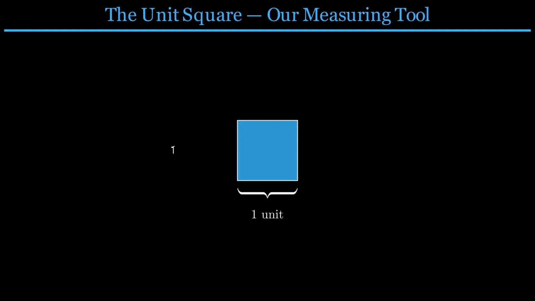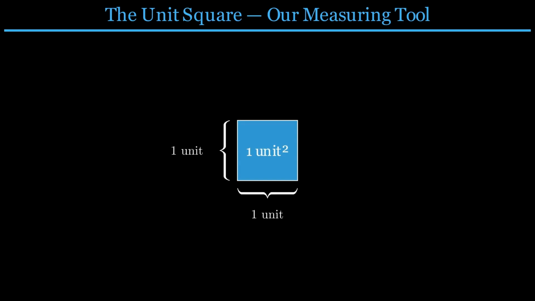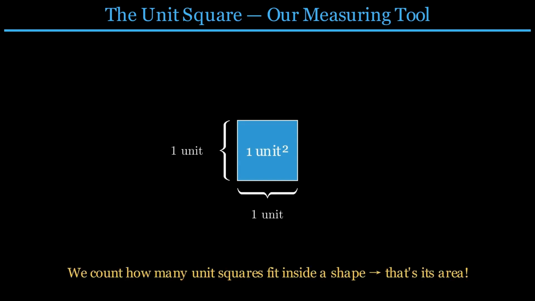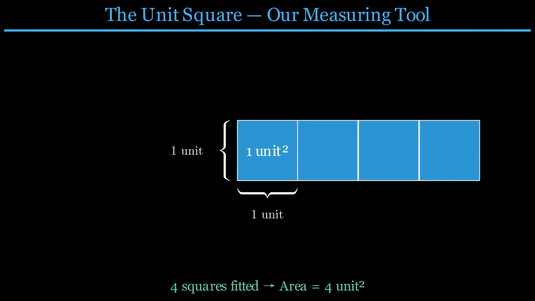The unit square, our measuring tool. To measure area, we need a standard unit. That unit is the unit square, a square with a side length of exactly 1 unit. Its area is 1 unit squared. Think of it like a tiny tile. The idea is simple. We count how many of these unit tiles fit inside a shape, and that tells us the area. For example, here are 4 unit squares placed side by side. That means the total area covered is 4 units squared.